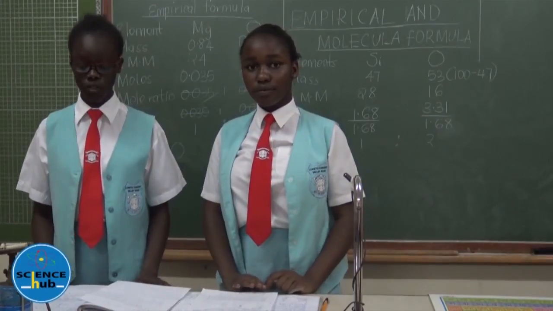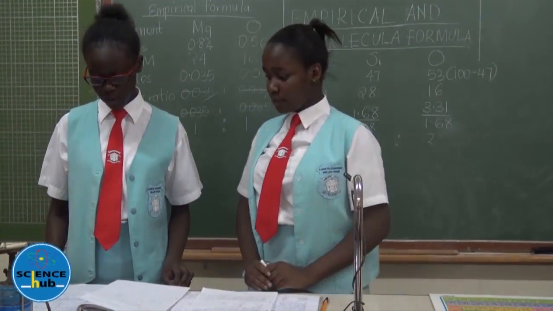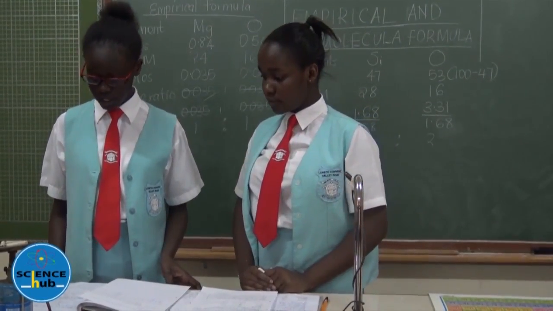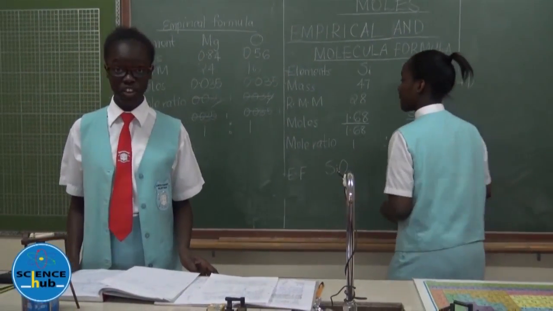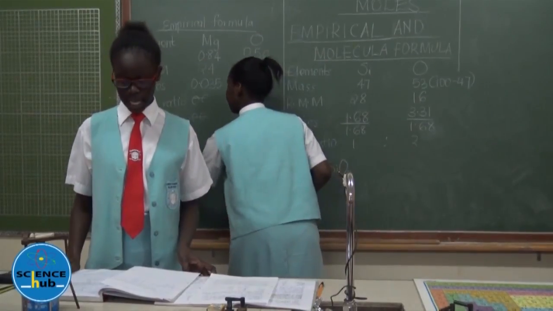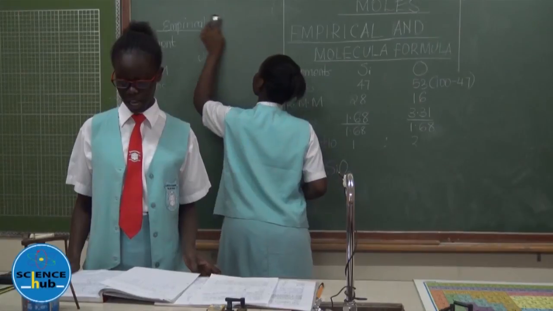From there on, we will move to our second question. The question is, when 94.5 grams of hydrated barium hydroxide was heated to a constant mass, 51.3 grams of anhydrous barium hydroxide was obtained. Determine the empirical formula of the hydrated barium hydroxide.